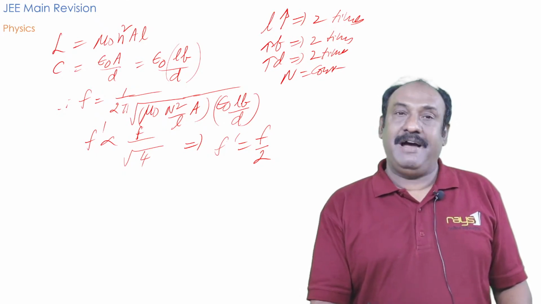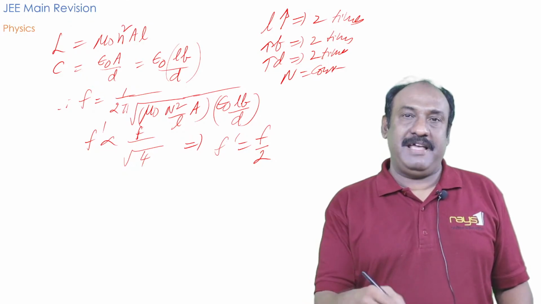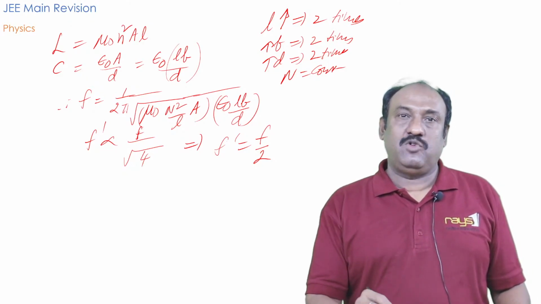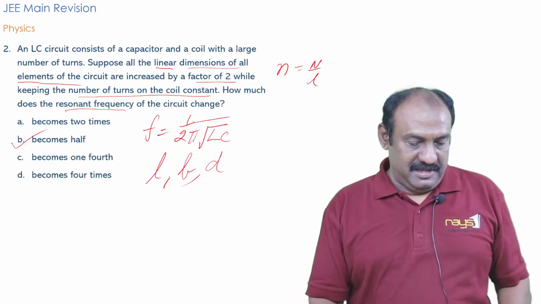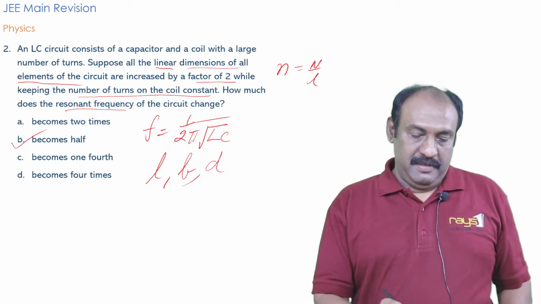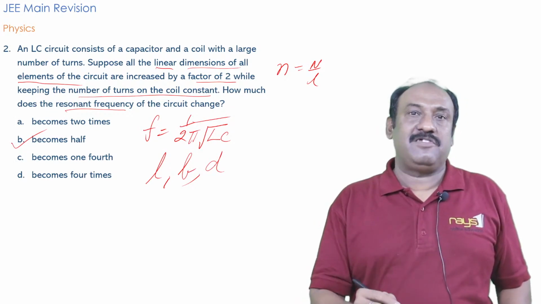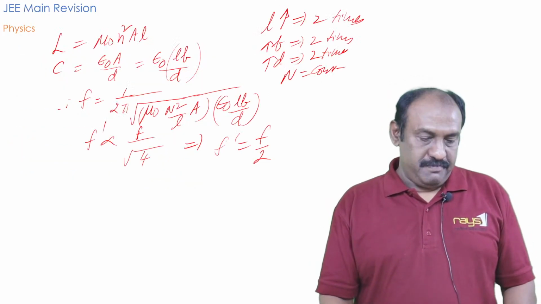So from this, by considering all these linear dimensions as double of its initial values, the frequency becomes 1 by 2 times that of the initial frequency. So here what is our answer for this question? Answer is the resonant frequency of the circuit becomes half of its initial value. So for question number 2, answer is B.